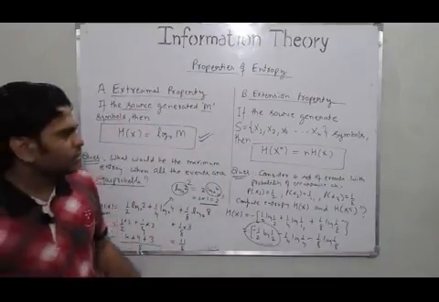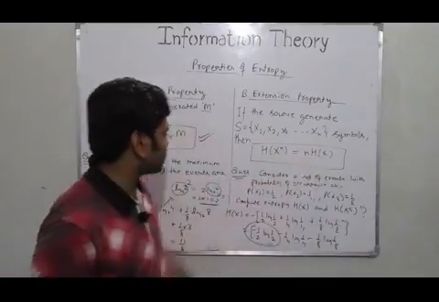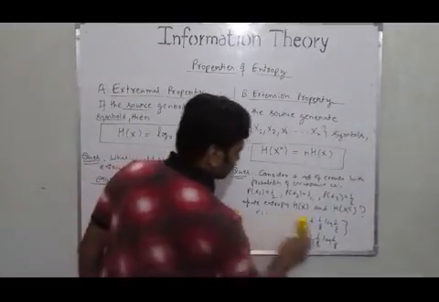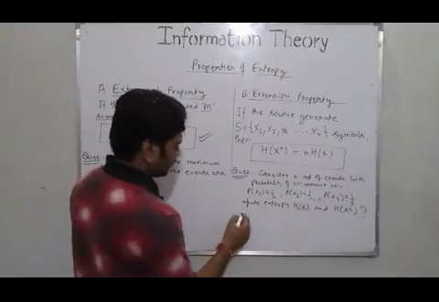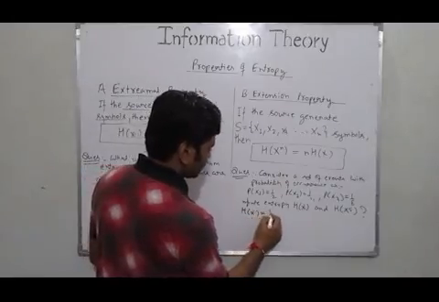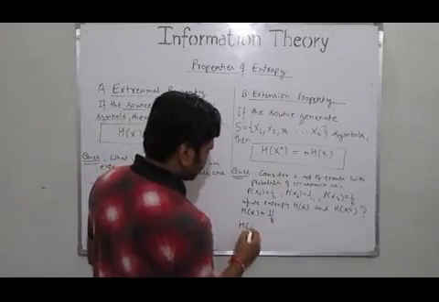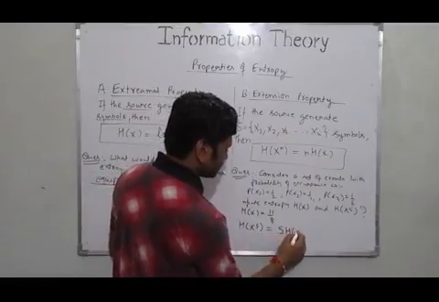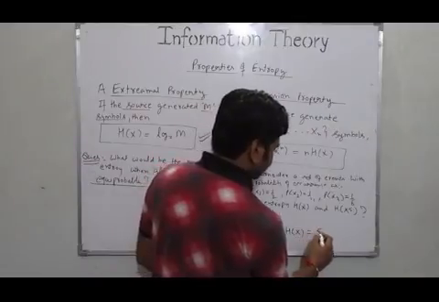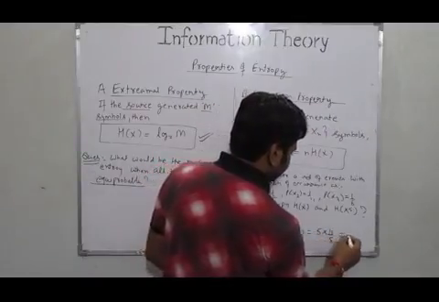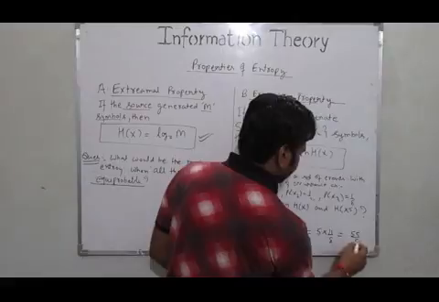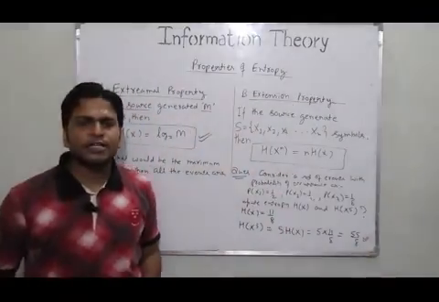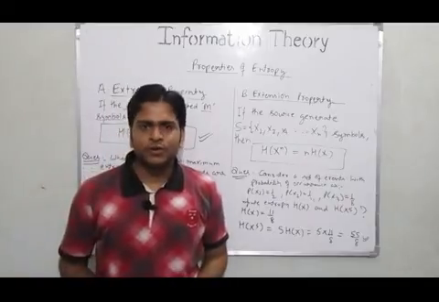We can use the idea of this property. So using this property, how can I solve this question? We have obtained H(x) as 11 by 8, and using the property, H(x^5) we can write as 5 H(x). That means it is nothing but 5 into 11 by 8, that is 55 by 8. So this is our answer. So this is all about this lecture on the properties of entropy.